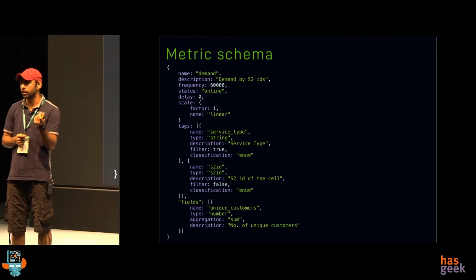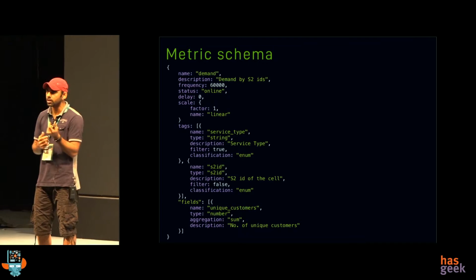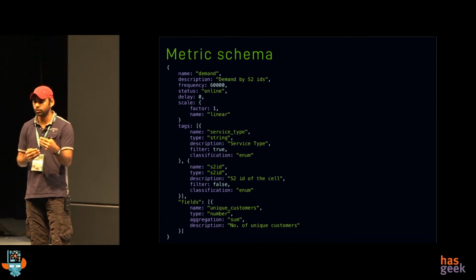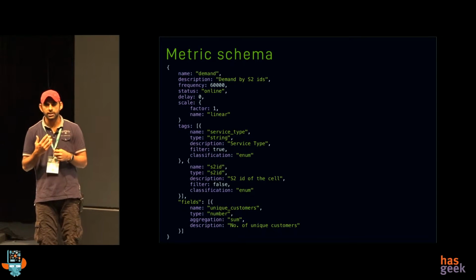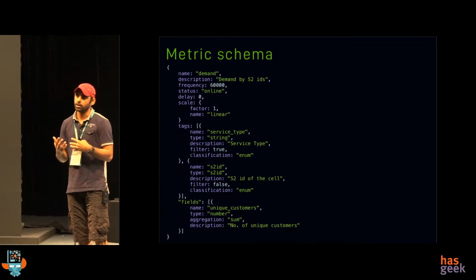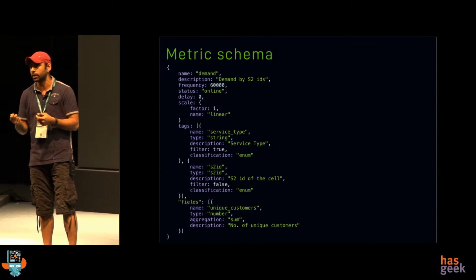Fields can be, if it's a demand, then it can be unique customers in a certain area. And similarly if you're having different metrics, these things will change. But the point is that you can have the layer and the metric defined as a JSON schema, and anyone can just write a new JSON schema for the new layer and then just feed it into the entire system.